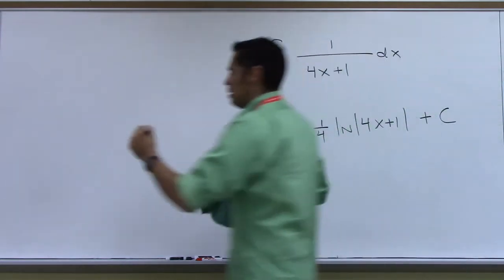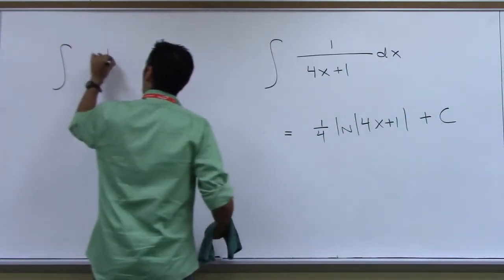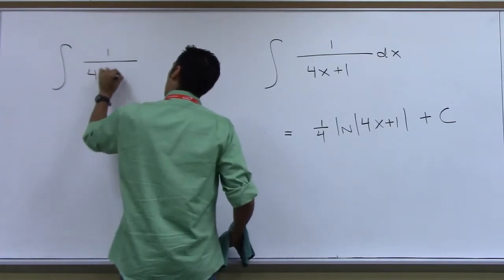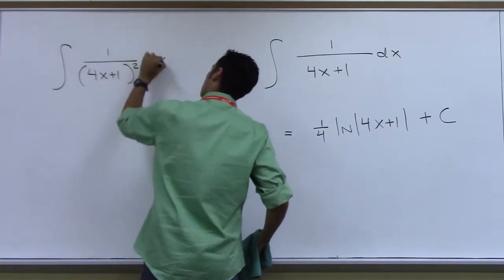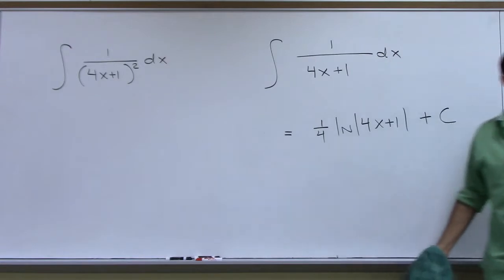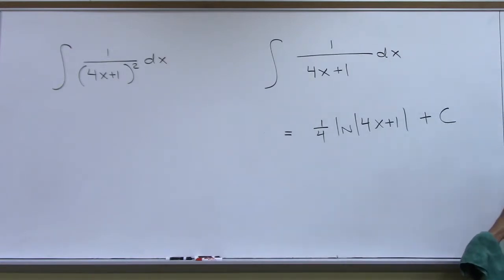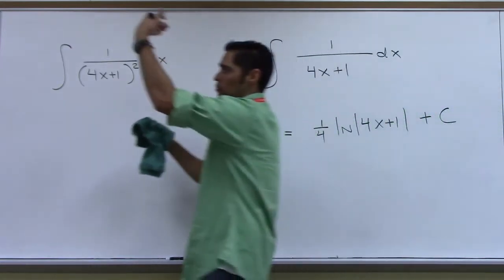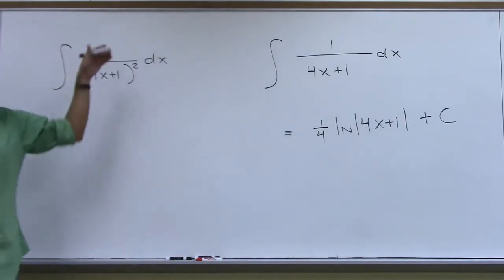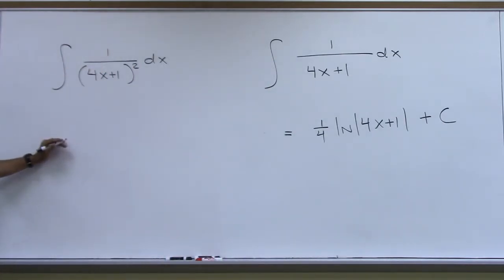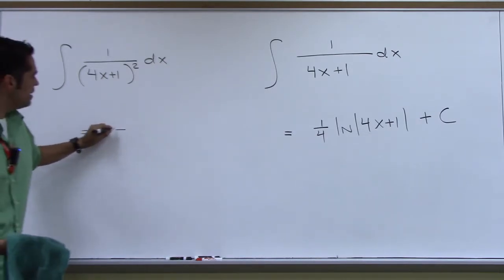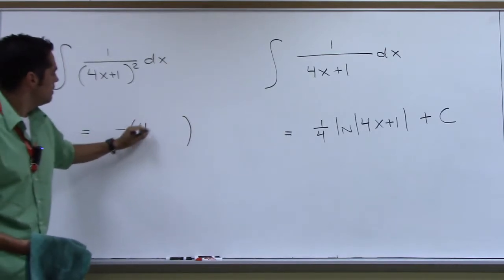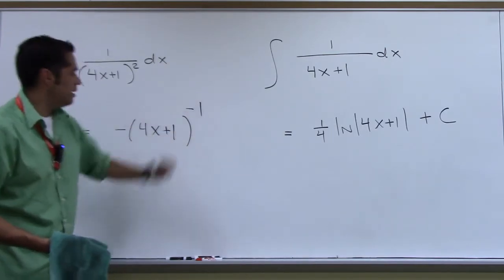One more, I said that was the last one. I'm going to tweak that one just a little bit because this is a common mistake I see. If I change that to a squared, can you say it's natural log anymore? No. But that looks like what? 1 over u squared, right? Which is u to the negative 2. So the antiderivative of u to the negative 2 should be negative u to the negative 1. So this should probably come out to be negative u to the negative 1 plus a constant.